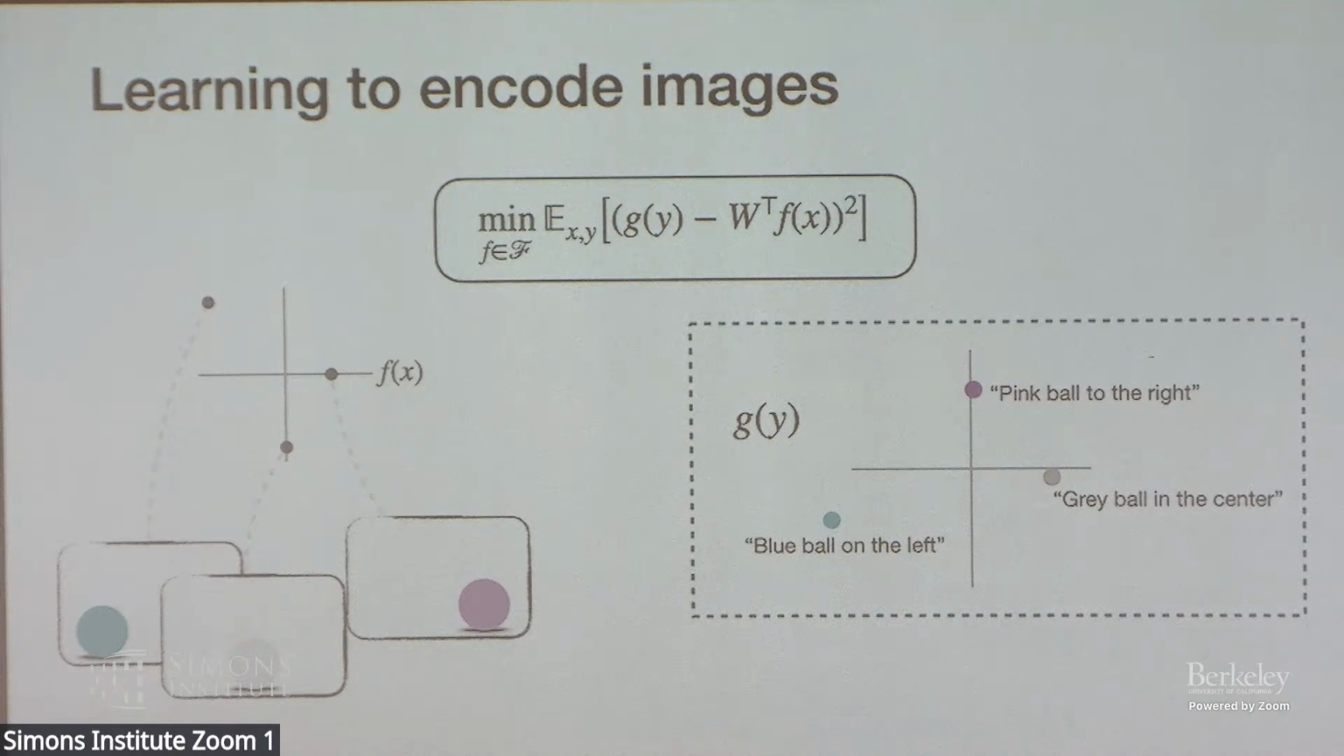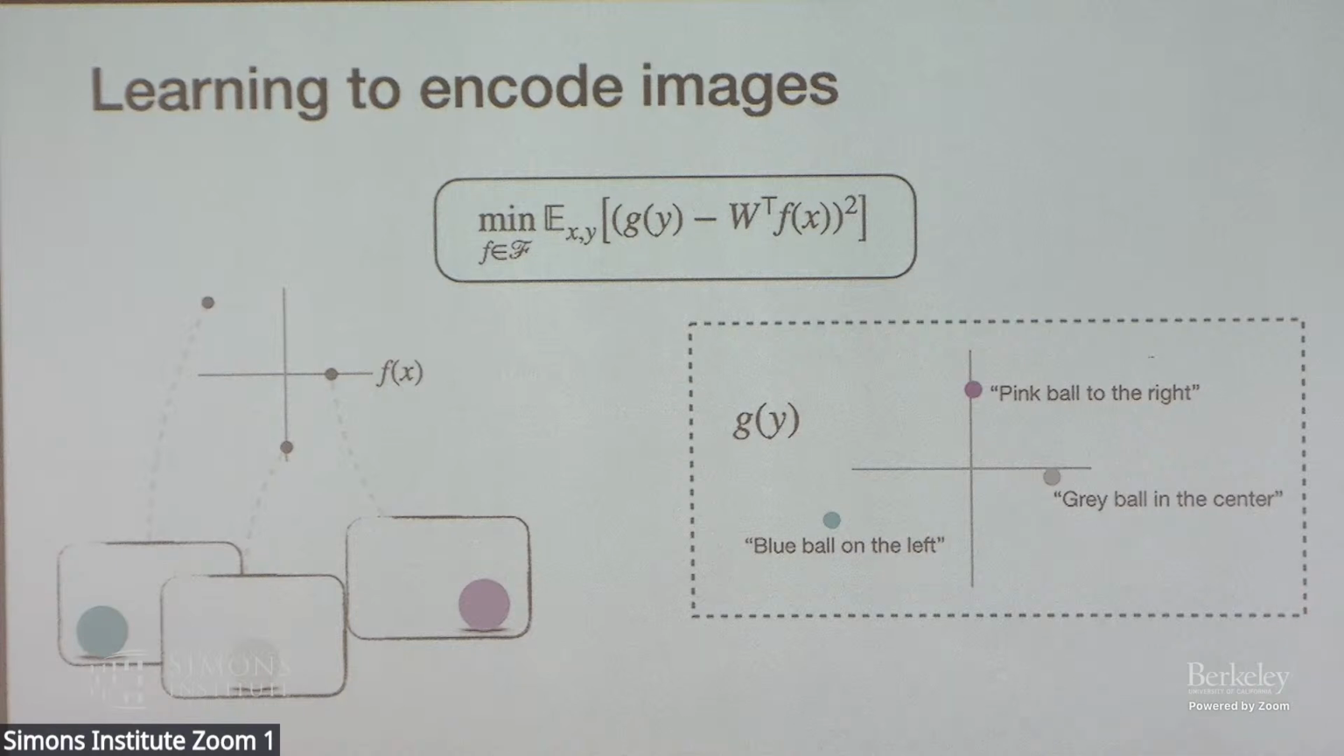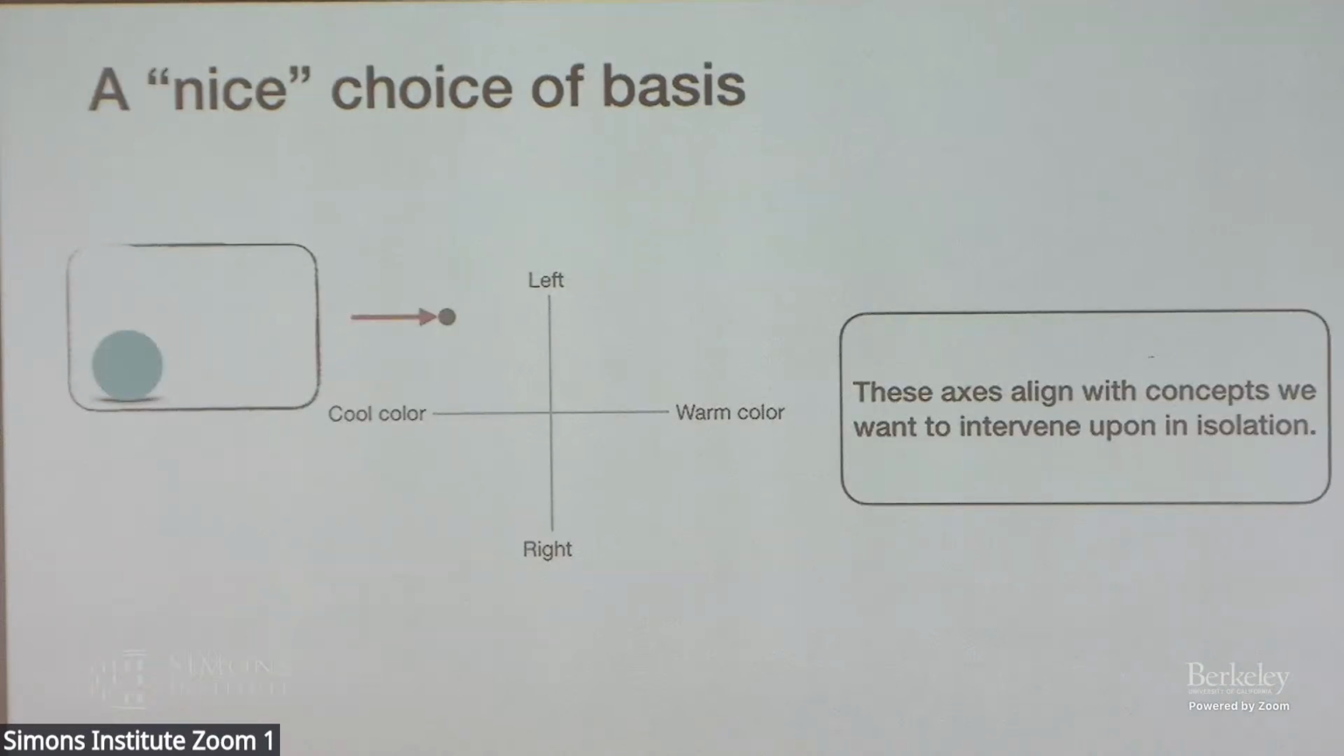Okay, good. So I've illustrated one solution here that will work, right? These particular axes are just a rotation of this set of features, so they will be linearly related. And it just so happened to be a very nice choice of basis. Why? Well, the axes of this basis align with the kinds of things we would like to intervene on in isolation, right?